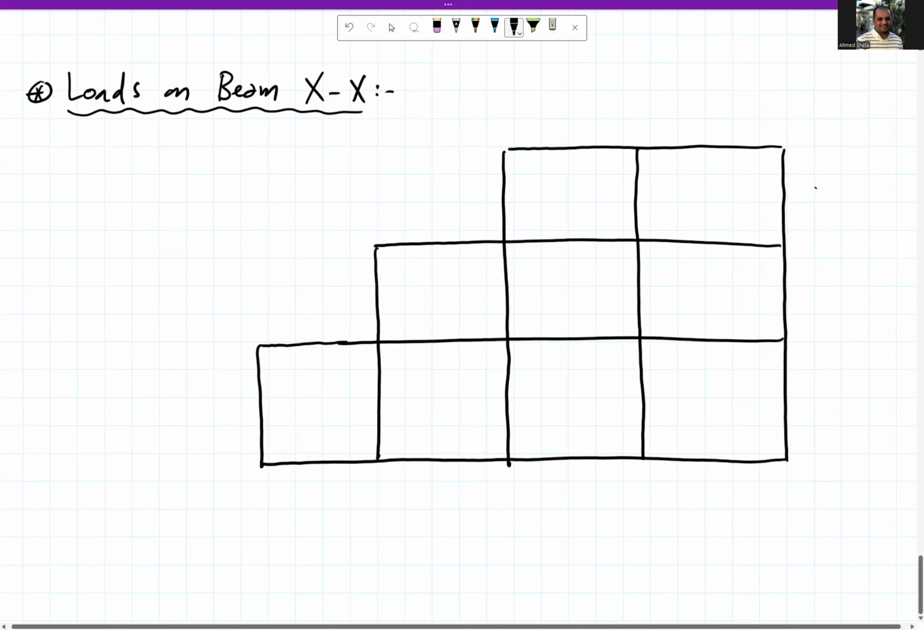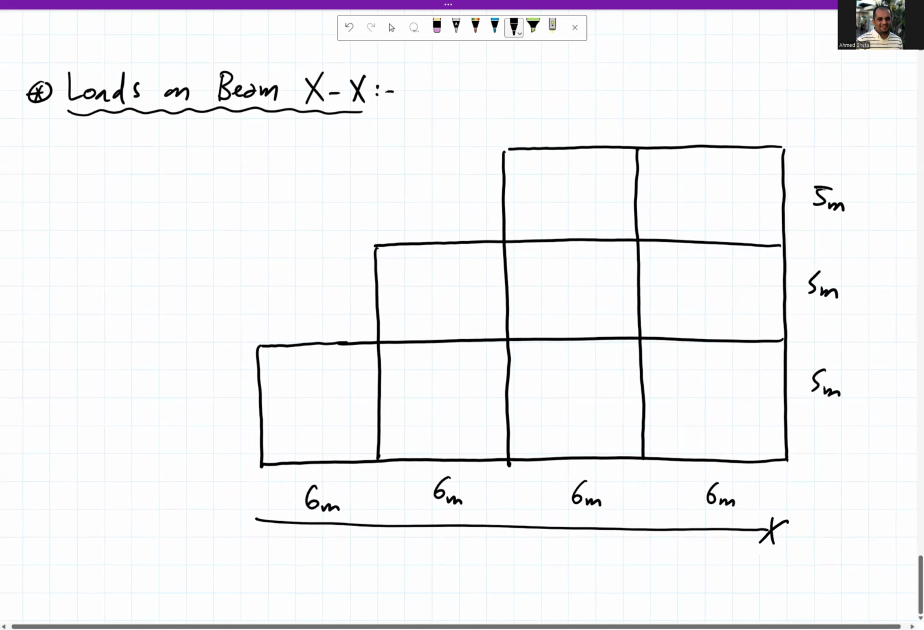So this is our slab: 5 meter, 5 meter, 5 meter, and 6 meter, 6 meter, 6 meter, 6 meter. This is our dimension, and this is our dimensions. So the requirement is to find the load on the beam on axis XX.